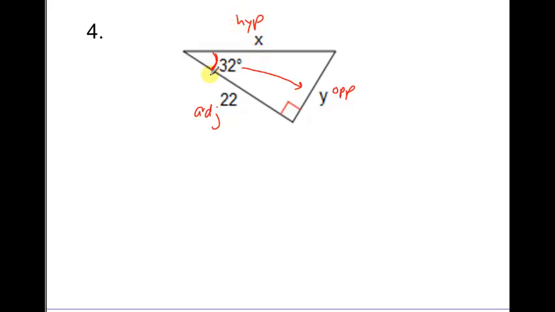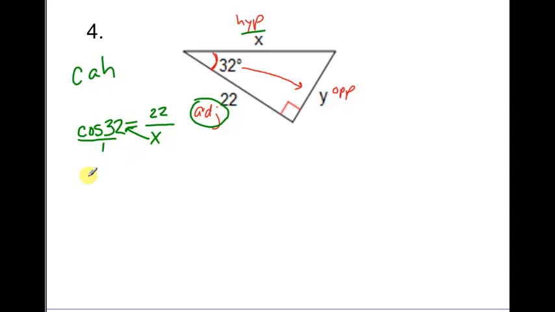So we're going to need to use our given adjacent side along with our x, our hypotenuse. That's a and h, so we're going to use a cosine ratio. So let's set it up with cosine of the 32-degree angle and make it equal the fraction 22 over x, adjacent over hypotenuse. All right, let's put this over a 1 and cross multiply. Bring that x up with the cosine of 32, and bring that 1 up, multiplied by 22.